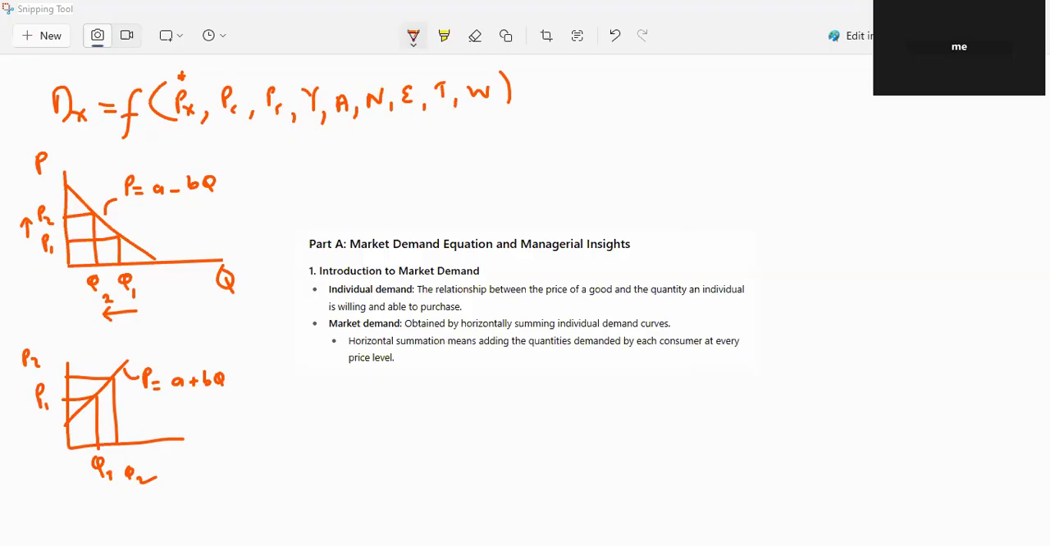Factors that affect supply include the price of that good or service, the cost of production, the technology, the price of related goods, the expectations of future prices, the number of sellers and buyers, government policies, and some natural conditions like weather. So supply is affected by those factors.